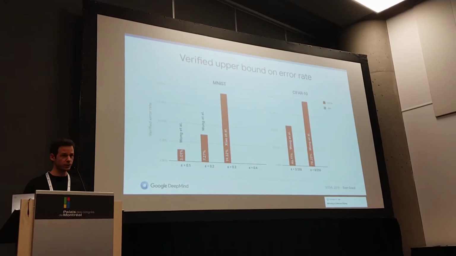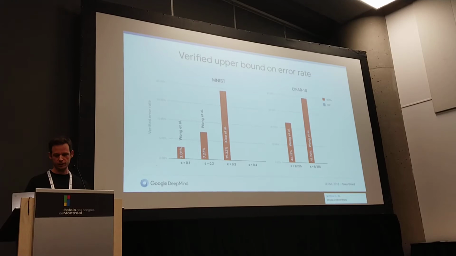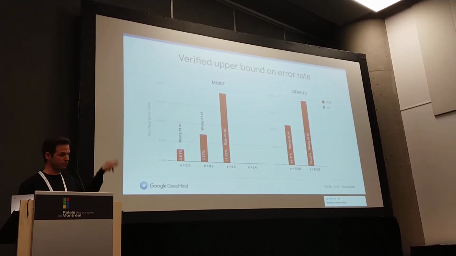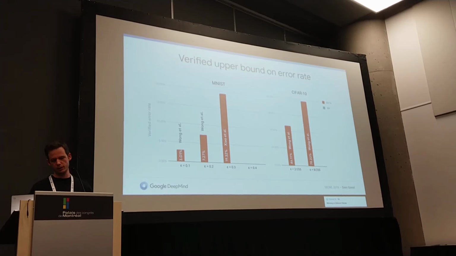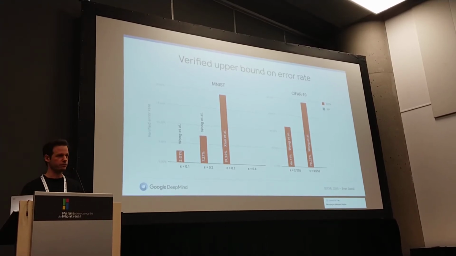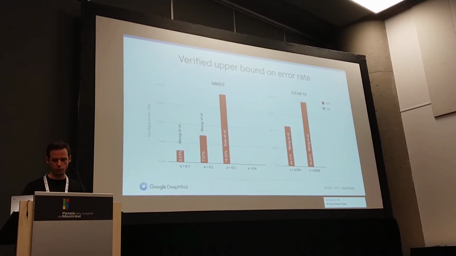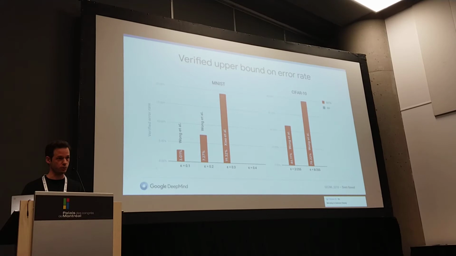So if we look at the state of the art on verified error rates on MNIST and CIFAR, on the y-axis we have the verified error rate, so lower is better. And on the x-axis you have different perturbation radii. And so we can see that we can achieve fairly good robustness, at least on MNIST, with 0.1 perturbation.